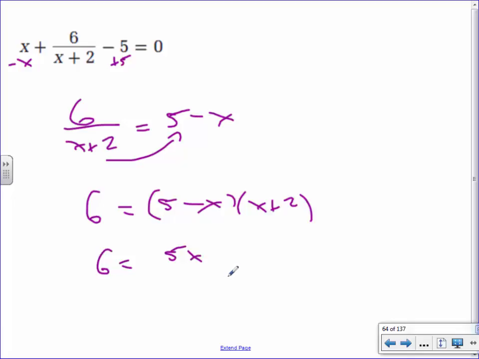You've got a 5x, you'll have a negative 2x, you'll have a negative x squared, and 10 is your constant term.